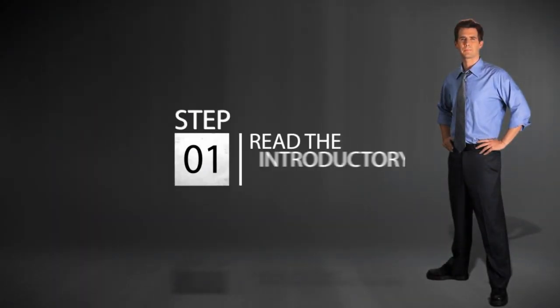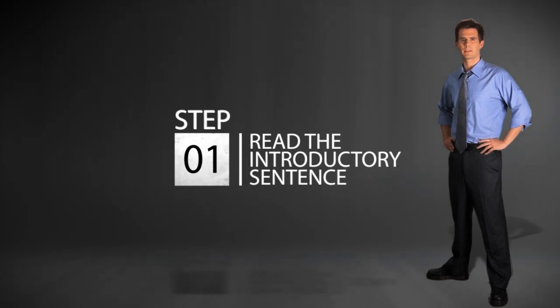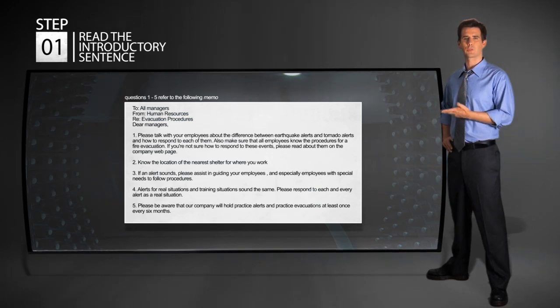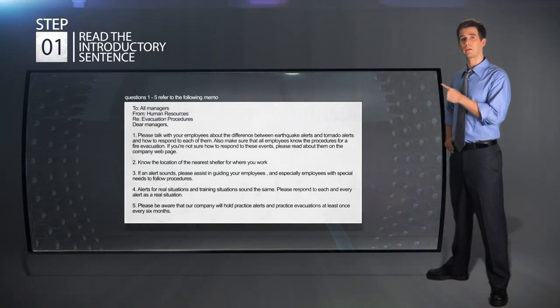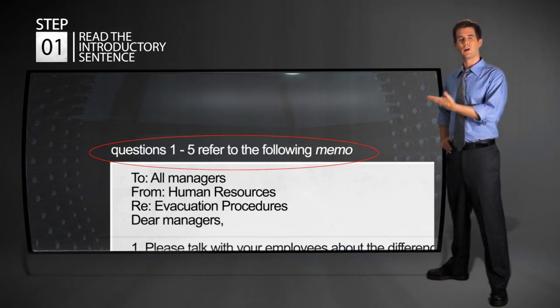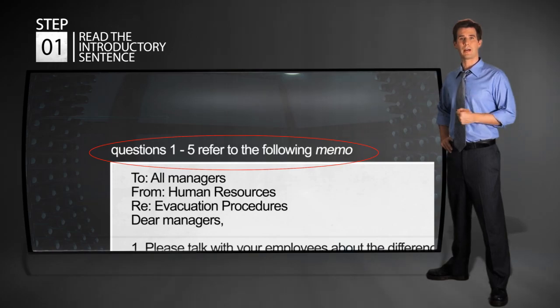The first step is read the introductory sentence. Let's take a look. Here we have a short reading, and if you look up here, you can see an introductory sentence. If we read this, we can have an idea of what this reading is and what it's about.